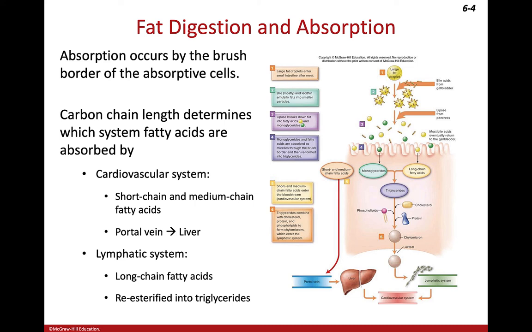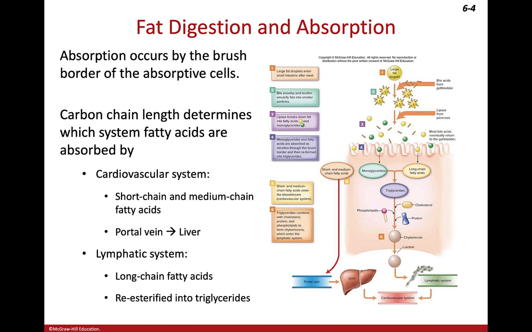The lymphatic system is going to absorb primarily long chain fatty acids, and those are going to be reesterified into triglycerides. So we can kind of take a look at this process here. So we have the large fat droplet, and we can actually see that it's emulsified and then broken down. And here we are in the brush border. Short and medium chain fatty acids are going to be absorbed via the portal vein, and they're going to work their way to the liver.